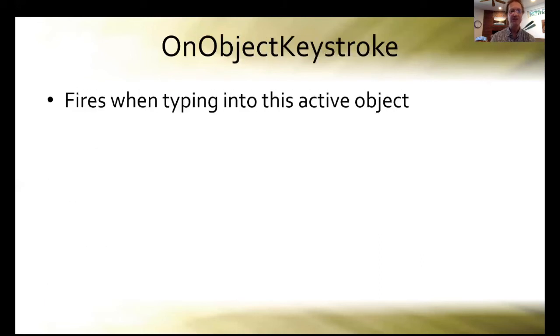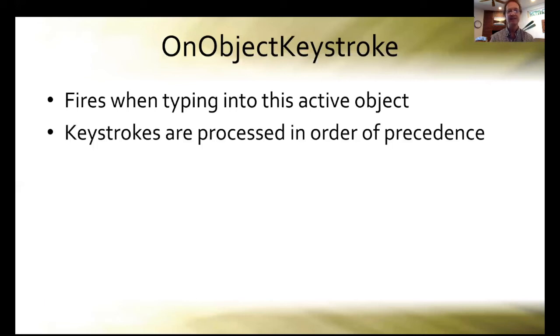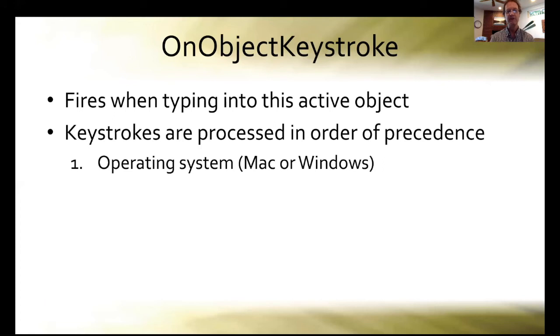OnObject keystroke, we saw a lot of that. It fires when typing into this active object. And keystrokes are processed in the order of precedence, starting with the operating system. Then the FileMaker application gets its crack at handling or processing a keystroke. And then finally, the object.